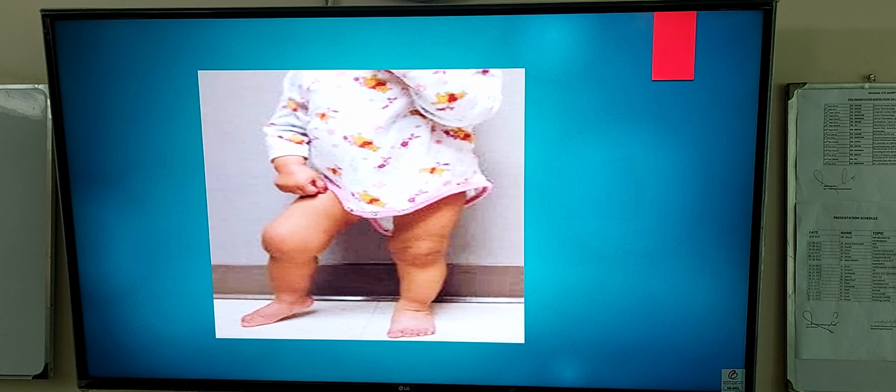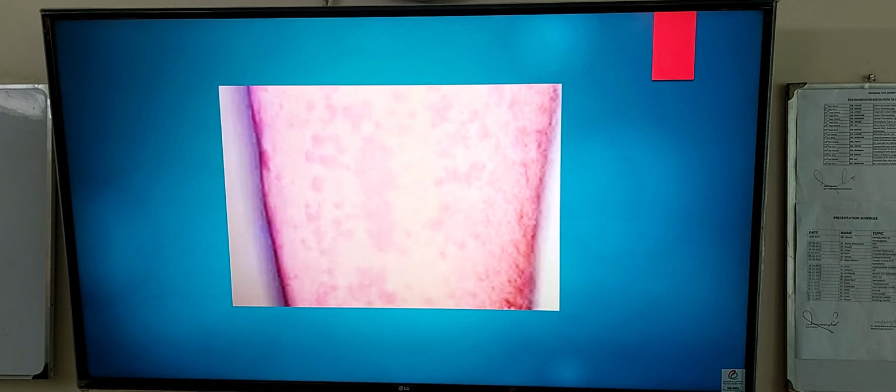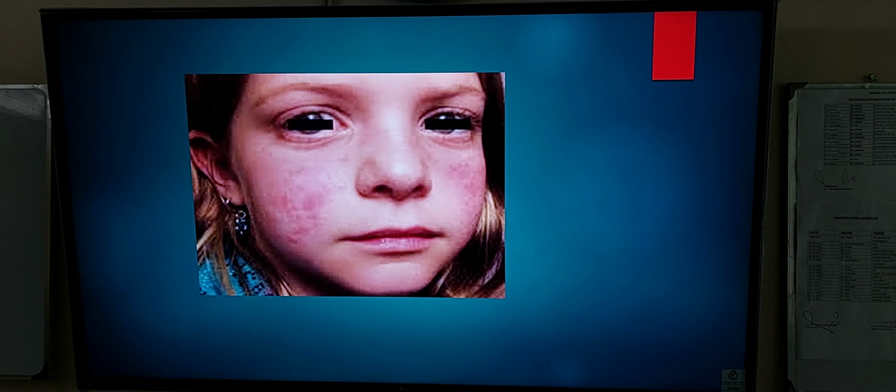This is a child showing the inflammation and swelling of the knee joint. This is swelling and inflammation of the small joints. This is the maculopapular erythematous rash. This is again rash on the face. Systemic disease can be seen.